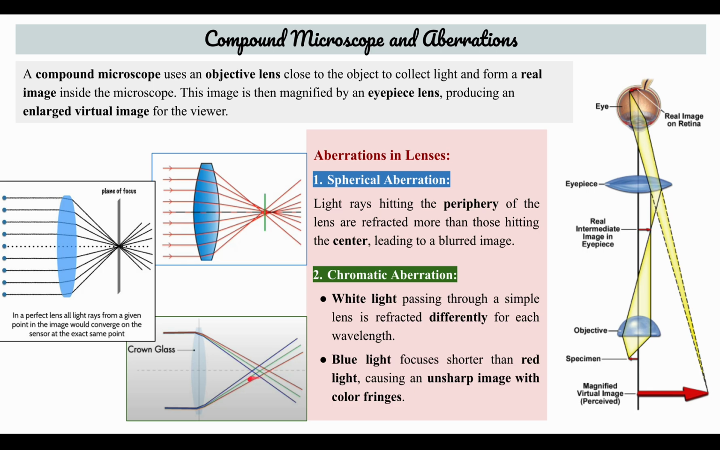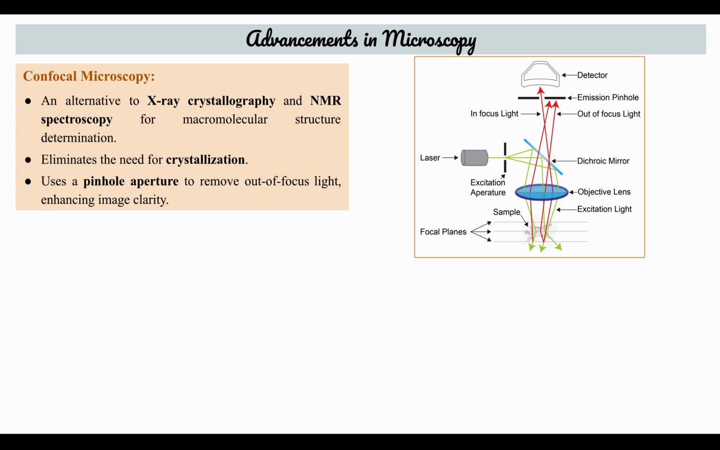So in this way, they have different focal points at which they meet, due to which it will lead to an unsharp image with color fringes. This type of aberration is known as chromatic aberration. Now these are the problems with the lenses, so we need to have certain modifications done to deal with these challenges.